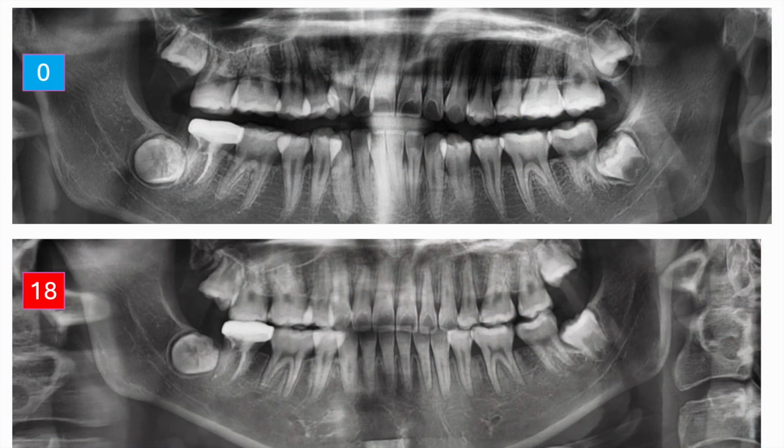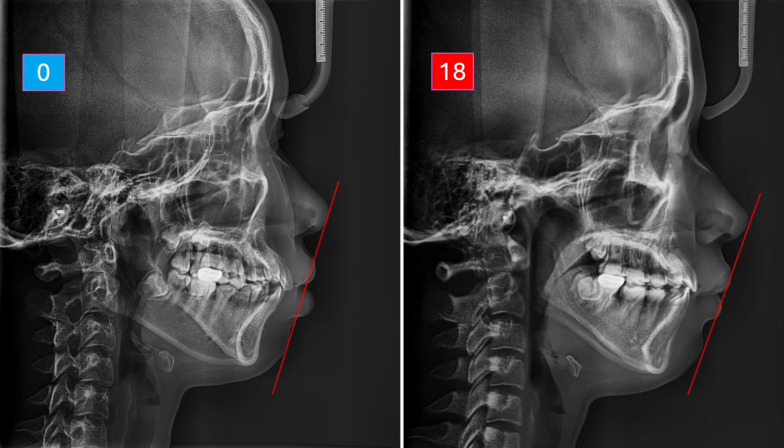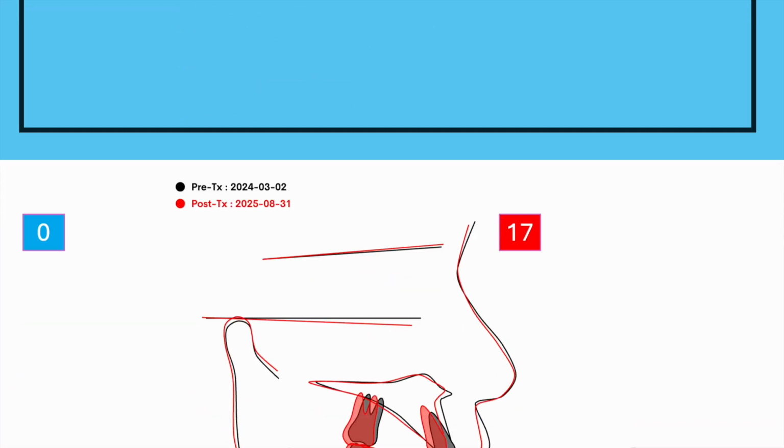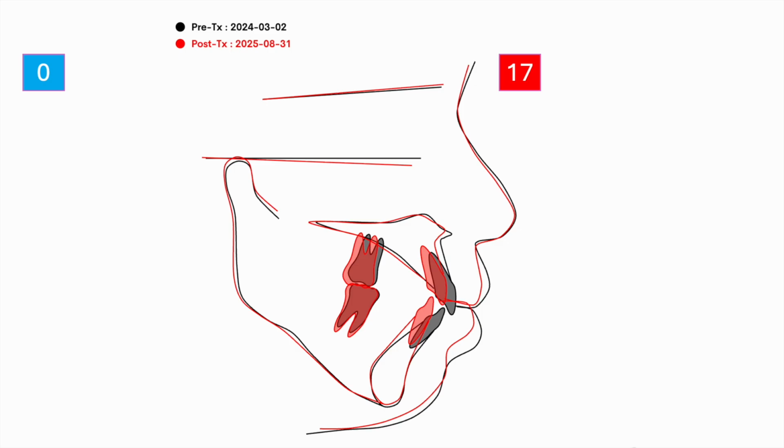The comparison of the panoramic radiograph and cephalometric film. Look at the superimposition of the patient. We can see the reduction of the protrusion of the upper lip and also the lower lip.